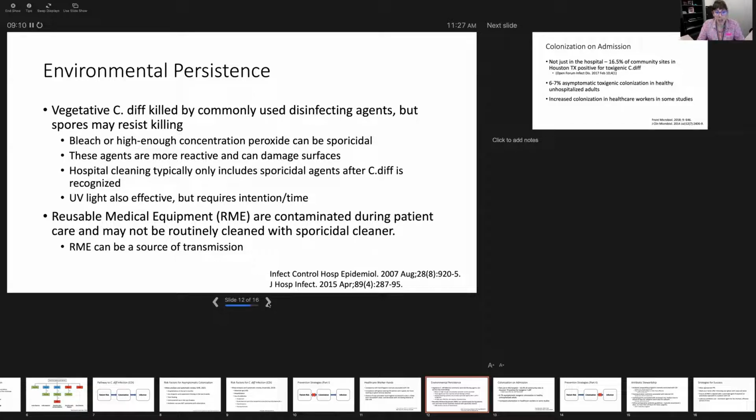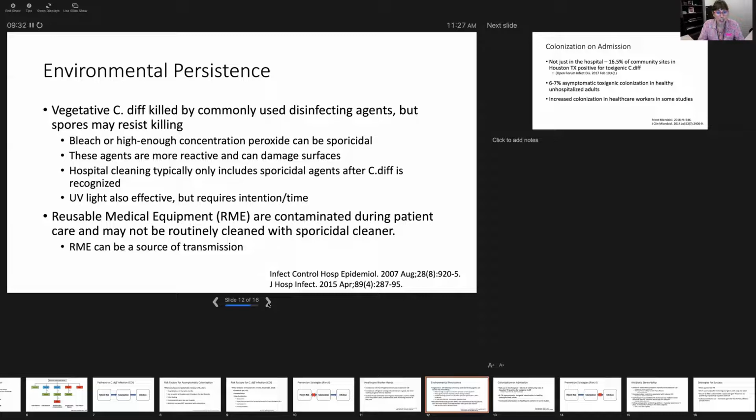Of course, the agents that are more likely to kill spores, or sporicidal, are going to be more reactive. That means they can damage surfaces. Depending on the type of surface or the type of item you're cleaning, it could cause more wear and tear. Some products do not recommend sporicidal disinfectants, which becomes a bit of an issue because if you use them in healthcare, you're going to need to be able to decontaminate them.